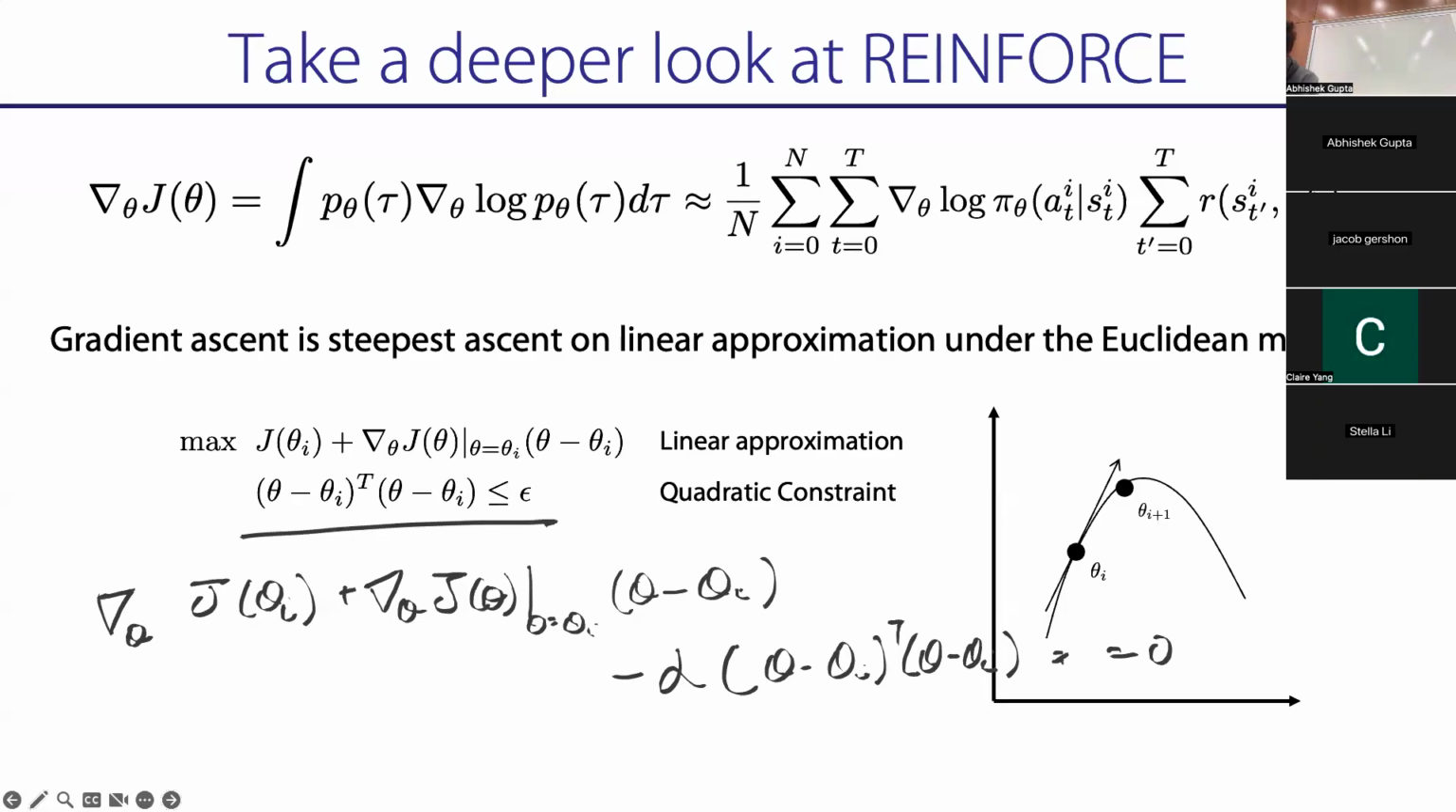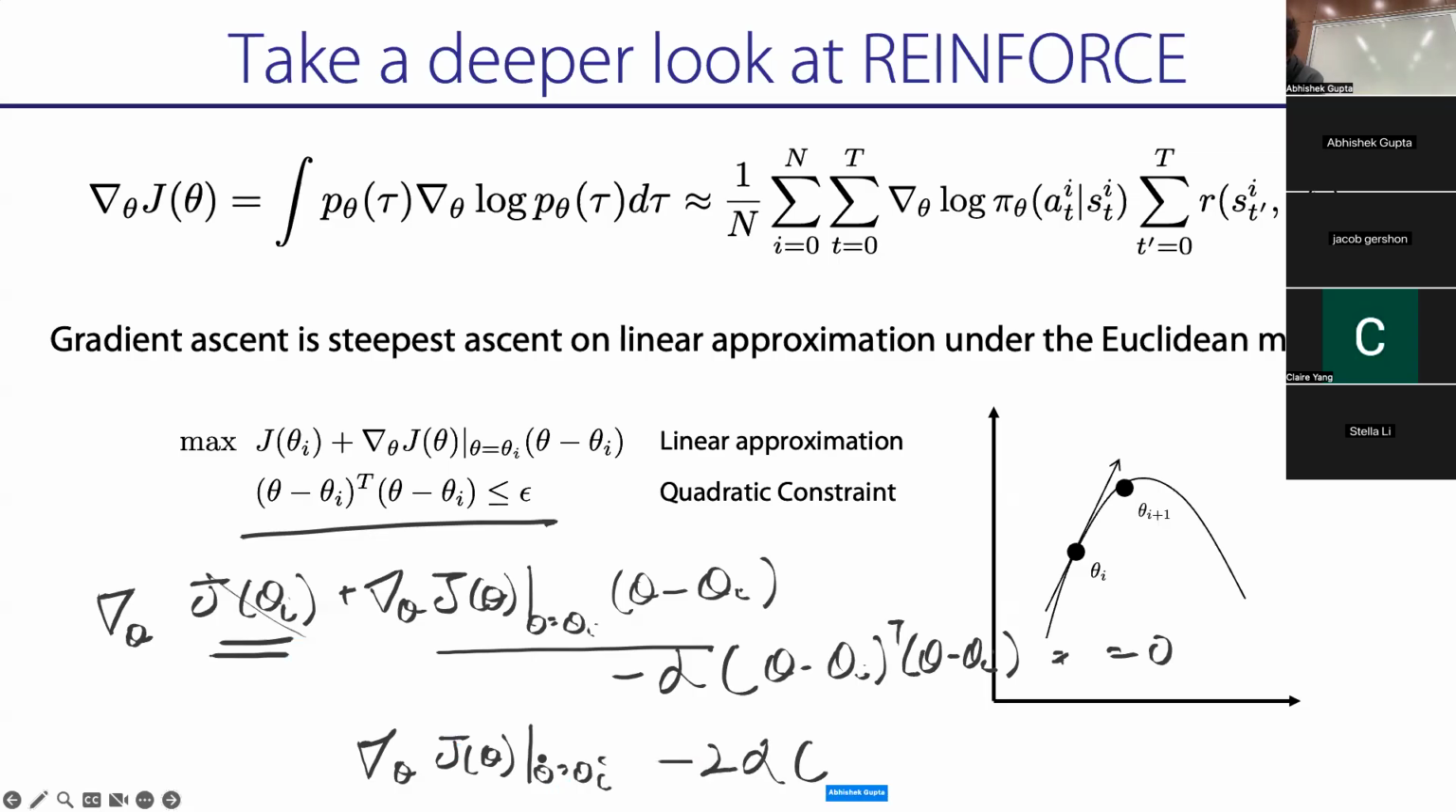You can see that the first term doesn't depend on theta, right? It's just theta I. That goes away. The second term, you can see, is a linear dependence on theta. So the second term will become gradient J theta, theta equal to theta I. And then the last term is a quadratic dependence on theta, right? So you have minus 2 alpha (theta minus theta I) equal to 0, right? We just took the Lagrangian. We have a constraint optimization. We took the Lagrangian. We took the gradient with respect to theta, and we set it to 0.